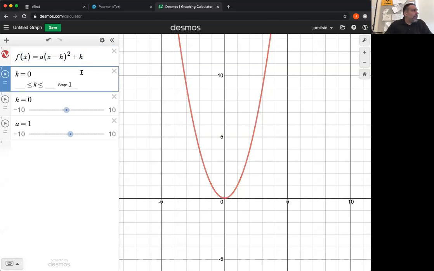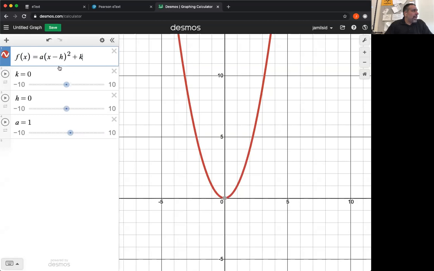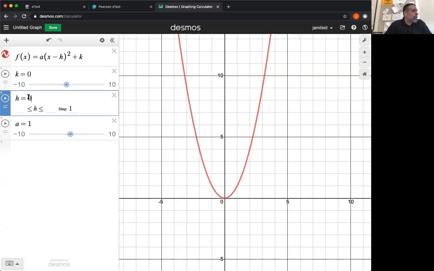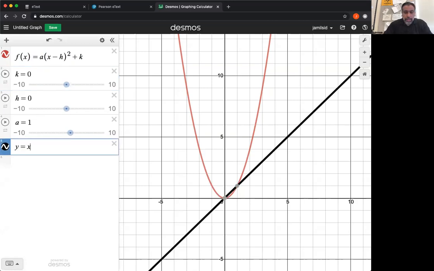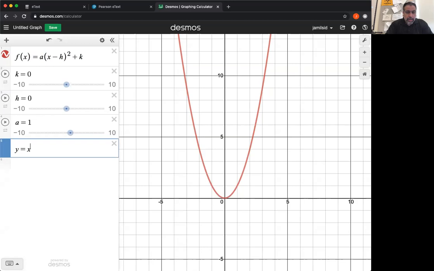And what I've done is I've made it so I can change the a value, the h value, and the k value. So right now, a is 1, h is 0, and k is 0, which means really what we're doing is we're graphing y equals x squared. And I'll just show that to you real quick. If I do y equals x squared here, you're going to see that the black one overlaps the red one.